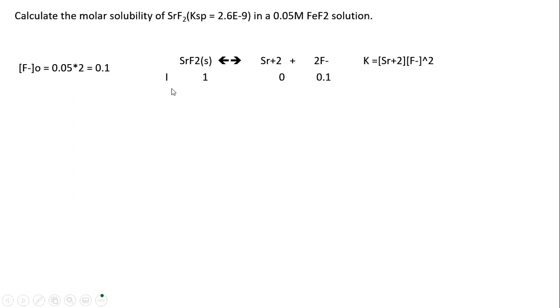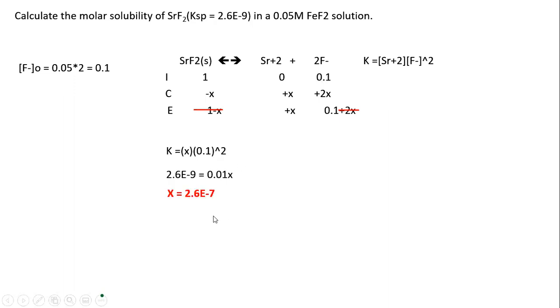So initially, we're going to start out with something like this. Notice that with fluoride, we have 0.1 and not 0. And then we have the change, equilibrium. And again, for the solid, we can disregard it. Since X is going to be a lot smaller than the initial concentration of fluoride, we can also negate the plus 2X. So now we have the equilibrium expression.